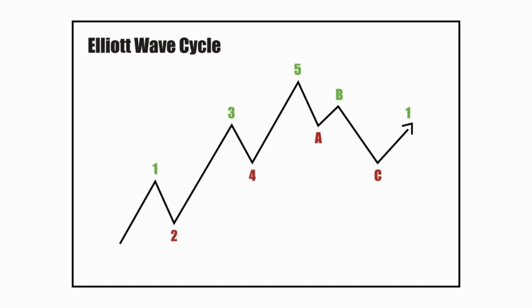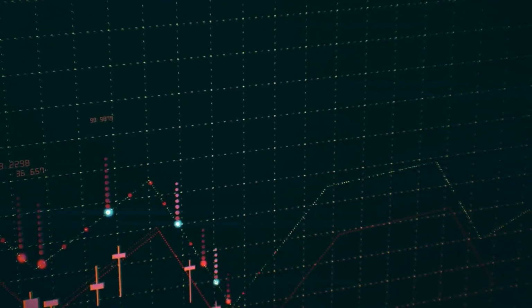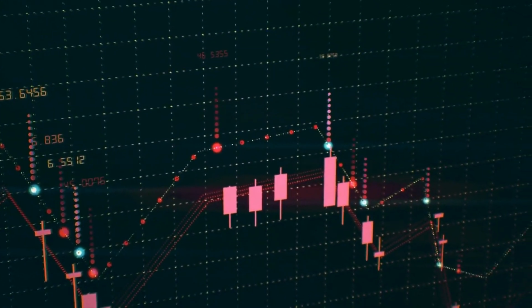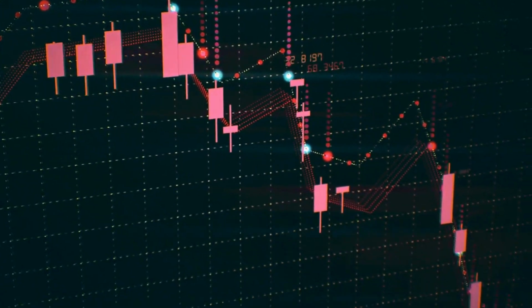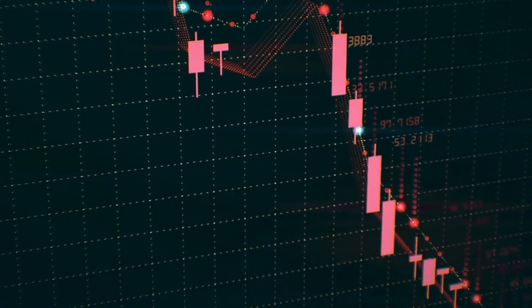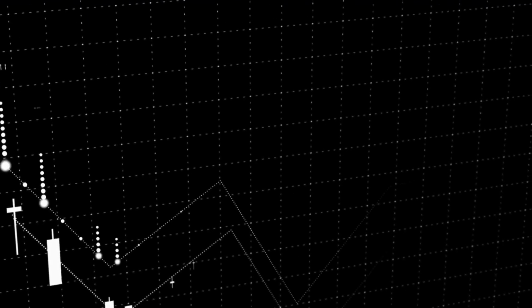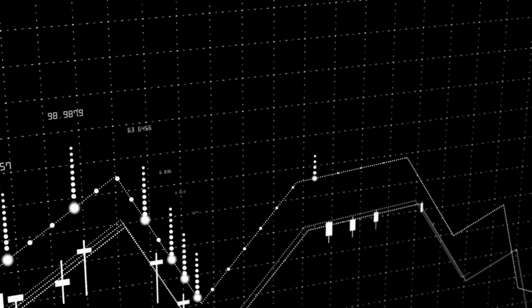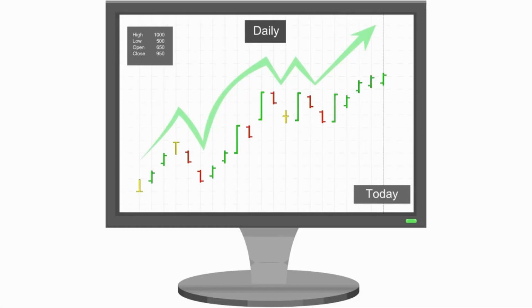We have to first identify the start of the main trend and then look for the 5 wave impulse pattern. So after the 5th wave, we should expect 3 wave correction to occur, which provides an opportunity to either enter the trade or exit the trade. Let's take an example.